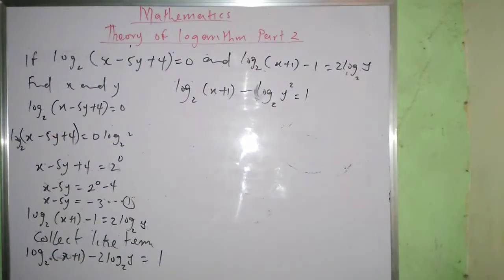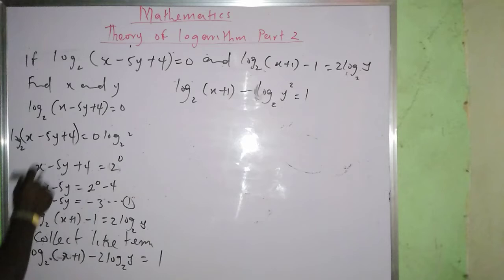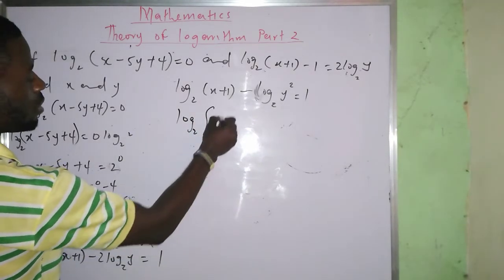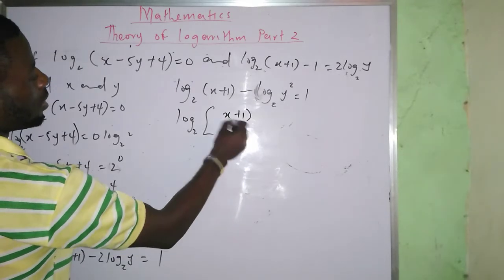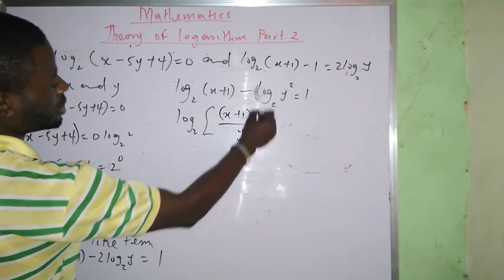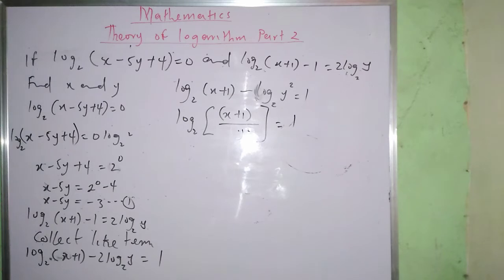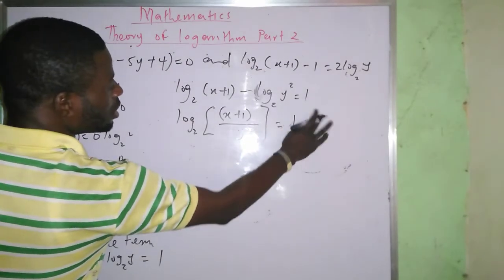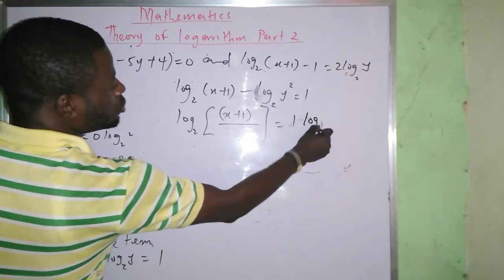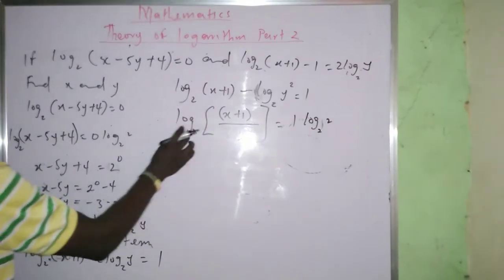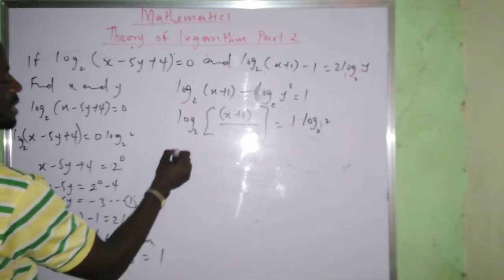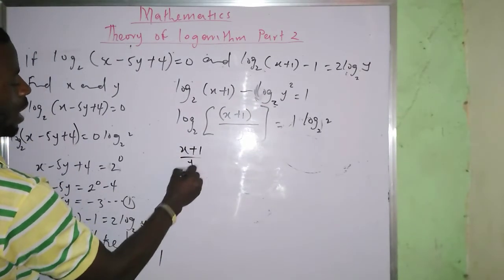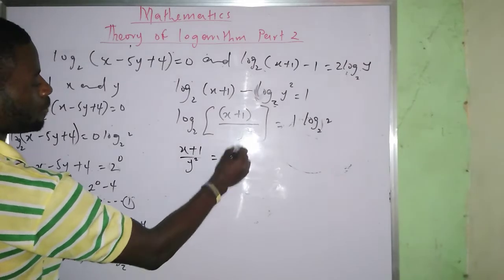Now, since I have this, there is minus. I can now go by the log, which is log 2. I'll be having log 2 bracket of x plus y divided by y squared equals 1. The same way, I will multiply this by 1. Then my 1 will be log 2, 2. Since they are of the same base, I can say this is base 2, x plus 1 all over y squared equals 2 raised to power 1.